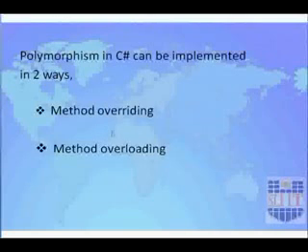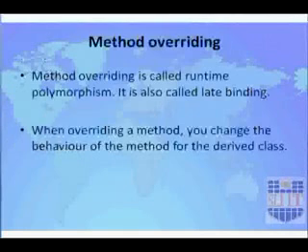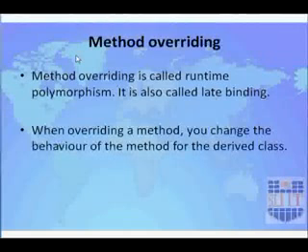Polymorphism in C# can be implemented in two ways. They are method overriding and method overloading. Method overriding is when a class redefines a method of another class using the same signature. Runtime polymorphism is done using inheritance and virtual functions. Method overriding is called runtime polymorphism. It is also called late binding. When overriding a method, you change the behavior of the method for the derived class.